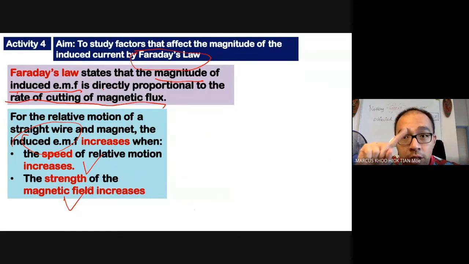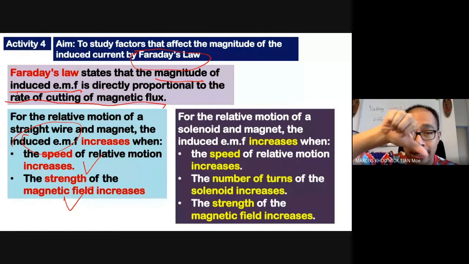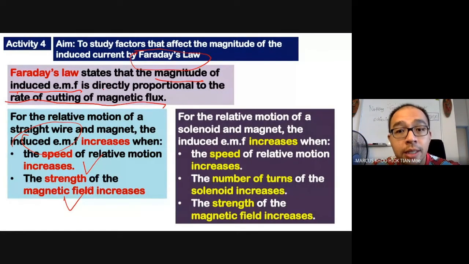Okay, but for the solenoid, the one that we talked about, Lenz's law, the factor is the same: the speed of the relative motion. Your magnet, when you put it in, are you putting it very slowly or very fast? If the speed is very fast, you're going to produce a bigger EMF.